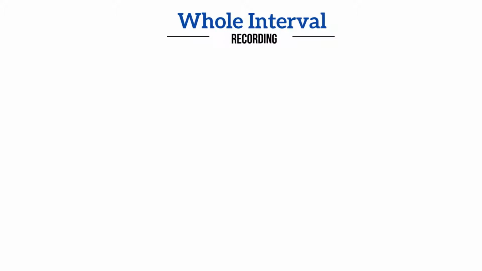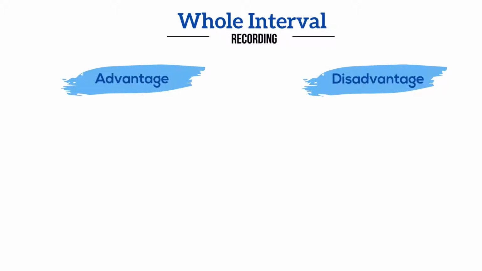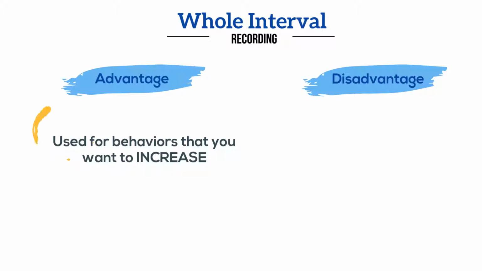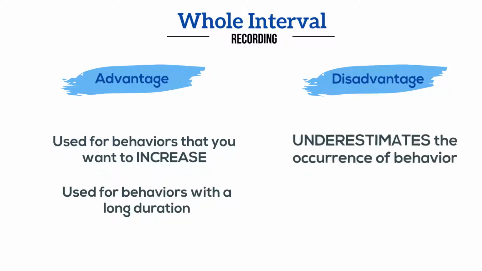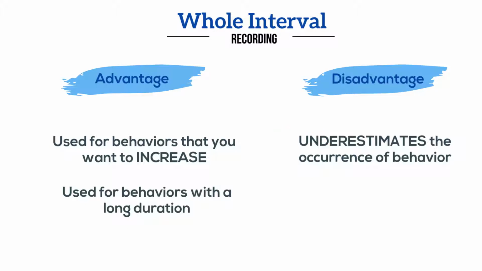You use whole interval recording for behaviors that you want to increase and that are expected to take place for a long time. An example would be on-task behaviors. The disadvantage of whole interval is that it underestimates, meaning the success rate is understated.